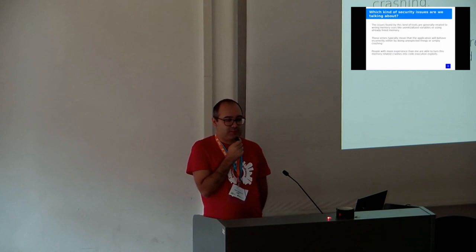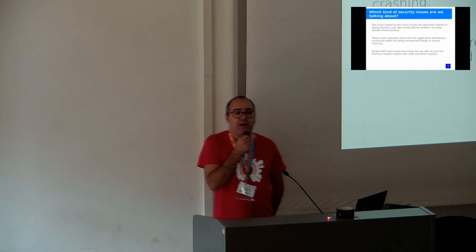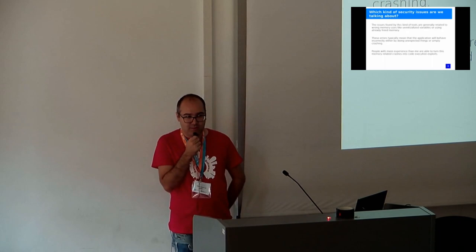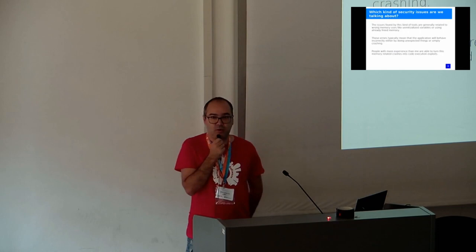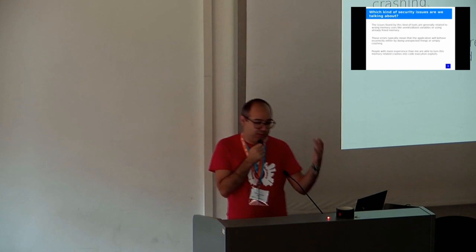People that are more experienced than me in security say that any memory-related crash can be turned into a code execution exploit. I've never seen this happening and I don't have a clue how it happens, but that's one of the mantras in the security community. If you're crashing because you're using uninitialized memory, that means someone can put code there and make it do things they want and not what you want. So it's very important to fix this kind of bug because it can basically be code execution, and we don't want that.